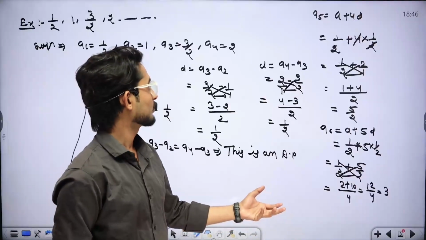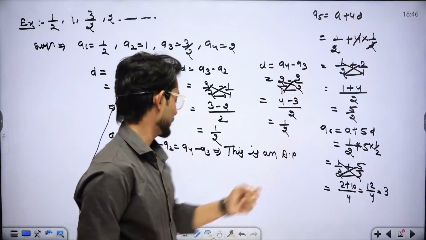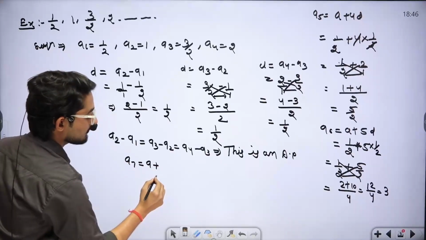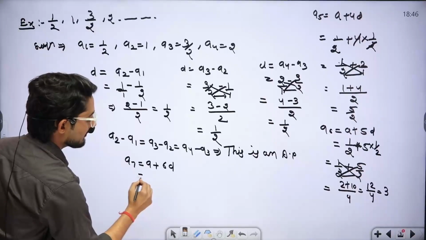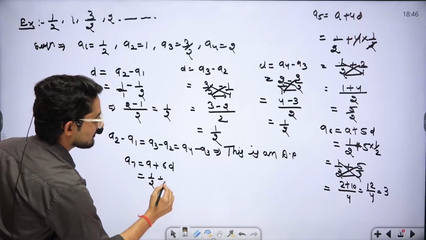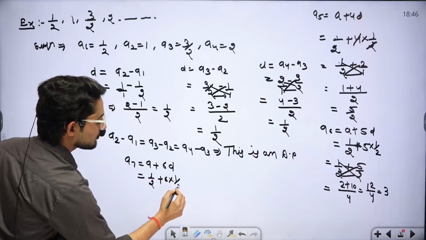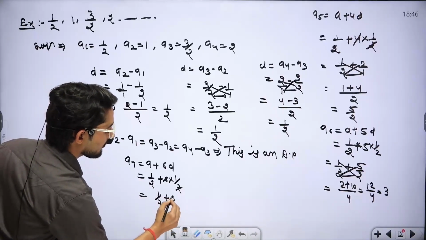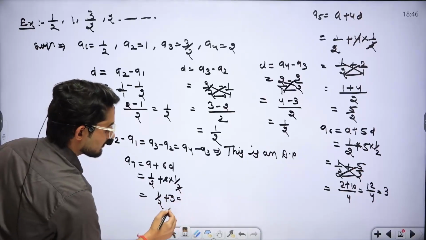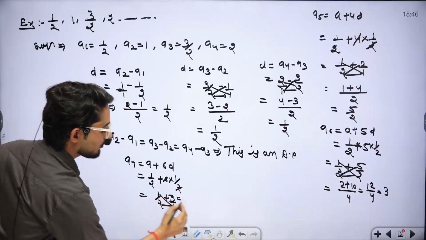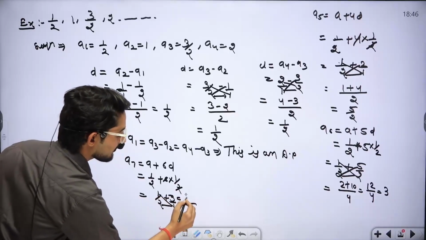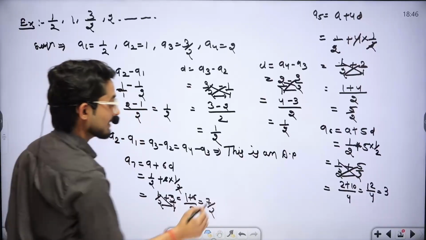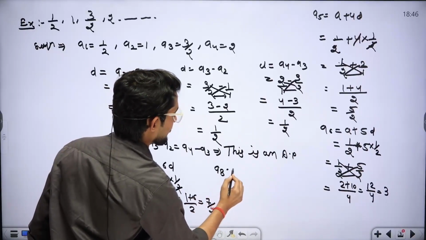Now you can find another term. You have found A5, A6, you have to find A7. How can you find A7? A plus 6D. And A is given as 1 by 2 plus 6 into D, which is 1 by 2. So when you cancel this out, you will get 3. So 1 by 2 plus 3. When you add this, you get 2 ones are 2, 1 ones are 1, and 3 twos are 6. So you will get 7 by 2. And the last one is for you. How can you find A8?